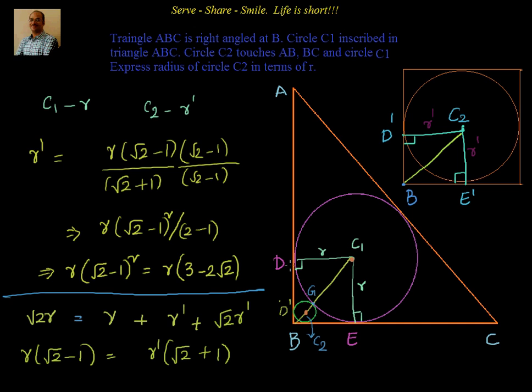So what we have done, we know that BEC1D is a square. That means the diagonal BC1 equals root 2 R. But what is BC1? BC1 is equal to BG plus GC1. GC1 equals R, and BG is equal to BC2 plus GC2. GC2 we know is R dash, and BC2 is nothing but the diagonal of the square BE dash C2 D dash. That's a small square we are forming inside the circle C2. So that diagonal is root 2 R dash. So we equate root 2 R equal to R plus R dash plus root 2 R dash. We get R into root 2 minus 1 equal to R dash into root 2 plus 1. We can find out R dash. A little bit of rationalization will give us that R dash equals R into 3 minus 2 root 2.